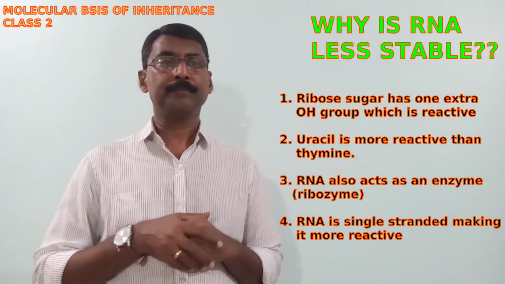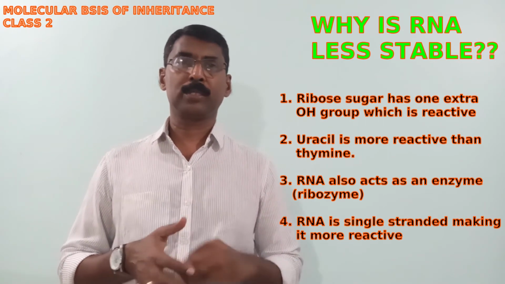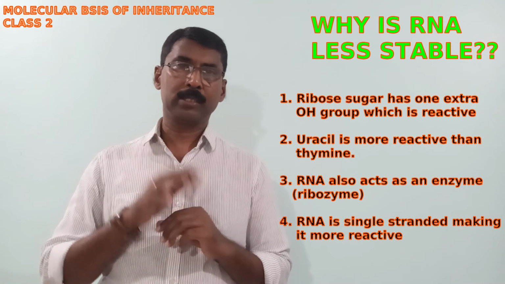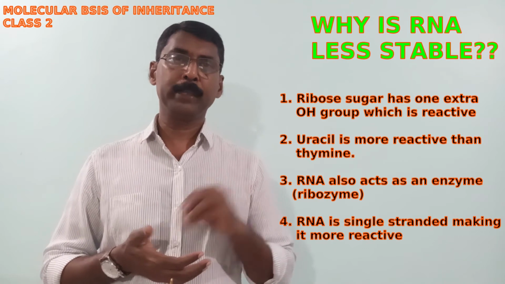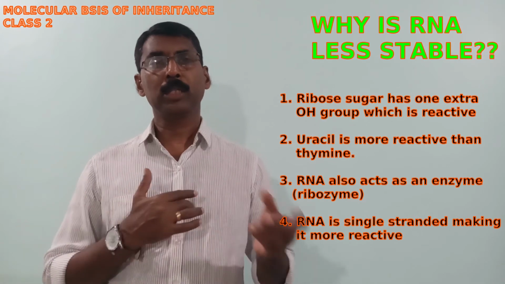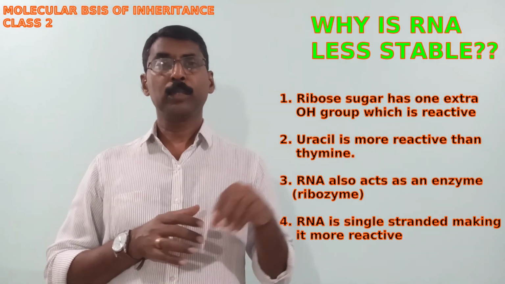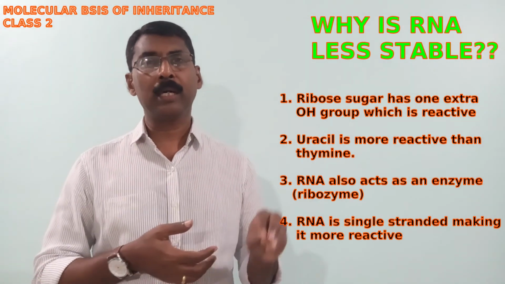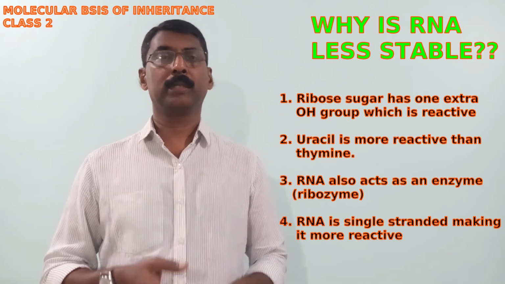And another one is that in RNA, uracil is present. We have studied the structure of nucleotides in first year. So nitrogen bases are there. One of the nitrogen bases in RNA is uracil, and this uracil is not seen in the case of DNA. Instead of uracil, the nitrogen base is thymine. And uracil is more reactive than thymine. So presence of uracil in RNA makes RNA more reactive and less stable than DNA.